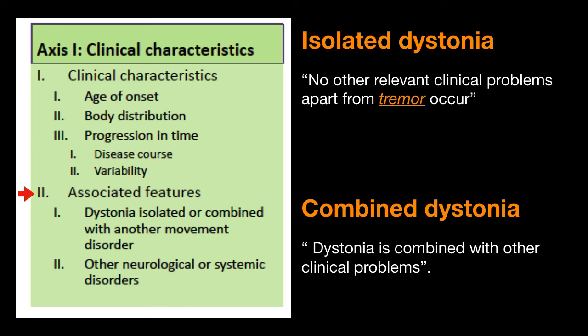One of the significant changes in terminology and approach to dystonia is dividing it into isolated or combined forms. Isolated dystonia applies when dystonia is the only motor feature, except for tremor. On the other hand, combined dystonia applies when there is dystonia plus other movement disorders, such as dystonia plus myoclonus or dystonia plus Parkinsonism.